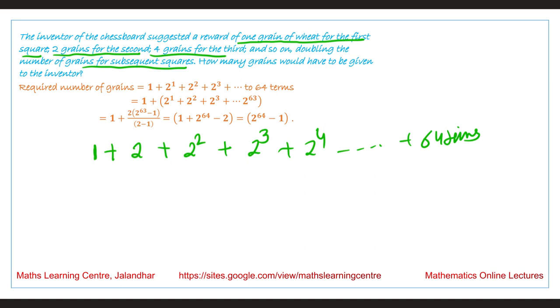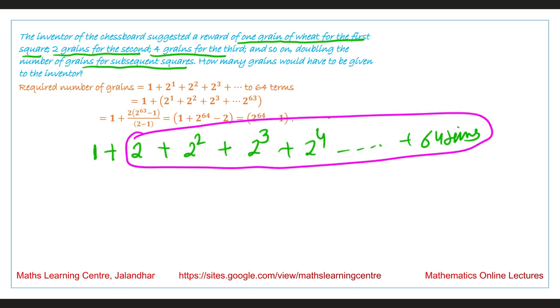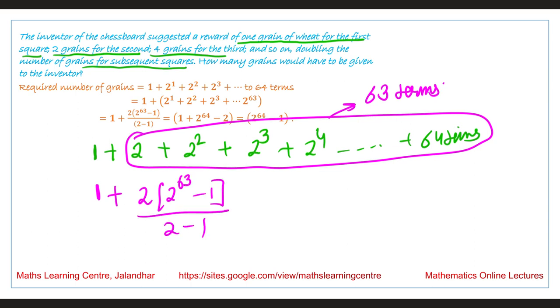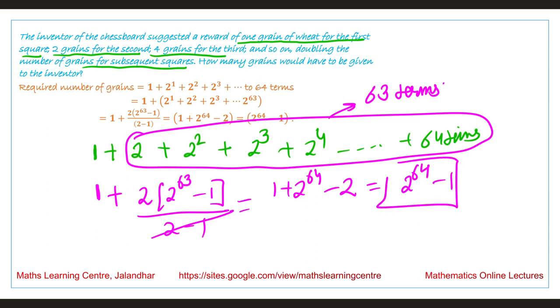Now look at these terms over here. How many of these terms are there? These are 63 terms that we have. So the total number of grains he will be rewarded is this. Now the sum of these 63 terms, the first term is 2, then it is 2 raised to the power 63 minus 1 divided by 2 minus 1. This value will become 1 plus 2 raised to the power 64 minus 2. So the answer we are getting is 2 raised to the power 64 minus 1. So the total number of grains to be awarded is 2 raised to the power 64 minus 1.